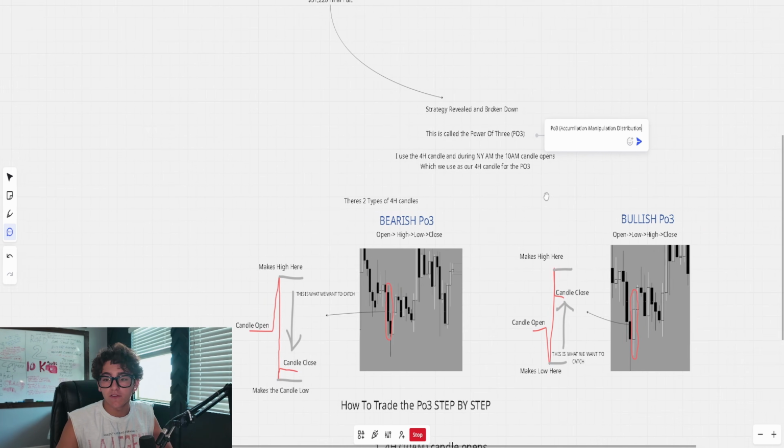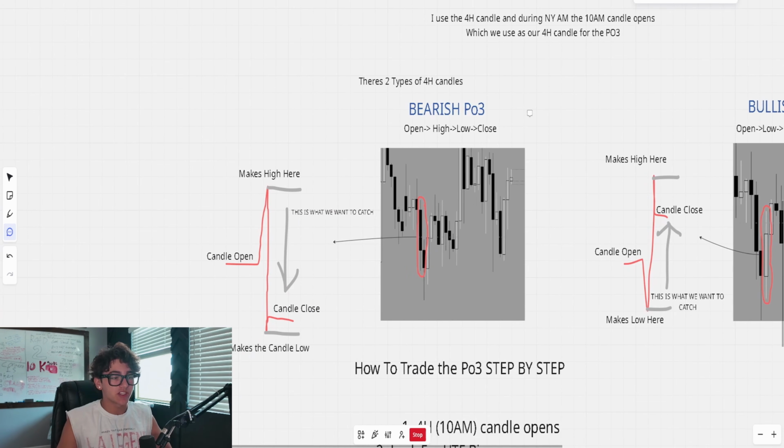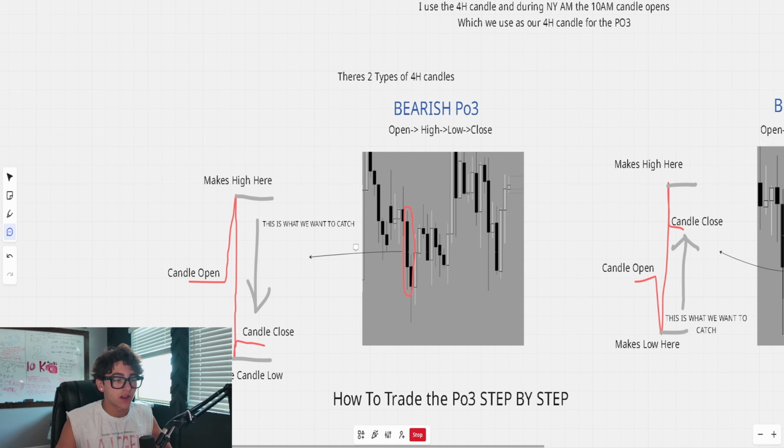So there are 2 different powers of 3. This is a bearish example of a power of 3, and this is a bullish example, which I will get into both. So if we look at this bearish example, this is the 4-hour time frame right here. Now, what we see is this candle right here is a very big and obviously bearish candle. This is a 4-hour candle that we saw. It opened, it made a high, and it made a low, and it closed. This is a Power of 3 bearish candle.